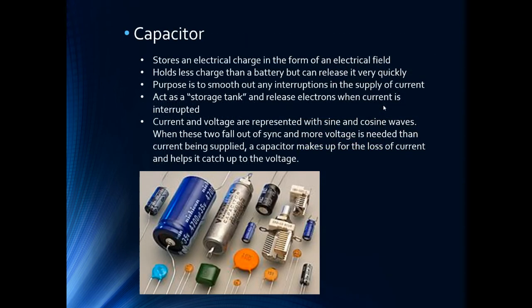Then there's also a capacitor, and a capacitor stores an electrical charge in the form of an electrical field. It holds less charge than a battery, but it can release it very quickly. The purpose of a capacitor is just to help smooth out any interruptions in your supply of current. It acts as a storage tank, and it can release electrons when the current is interrupted.